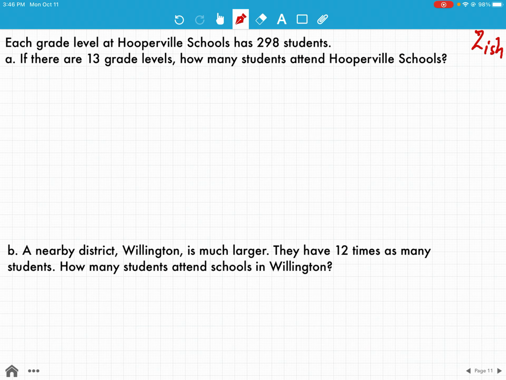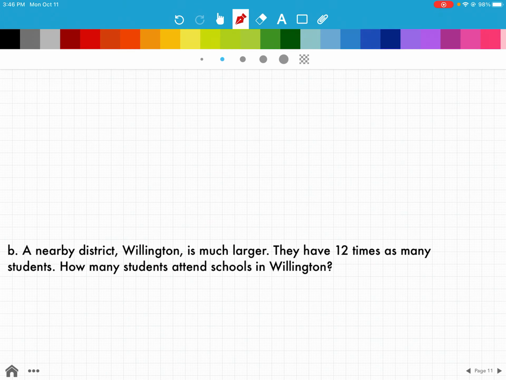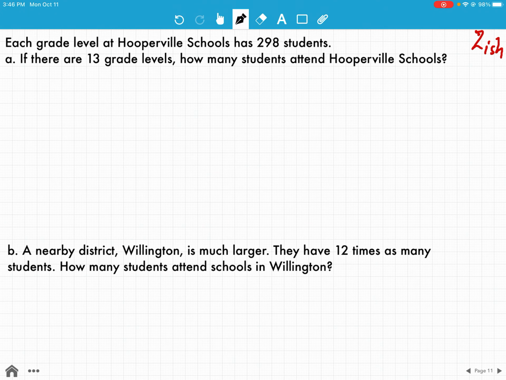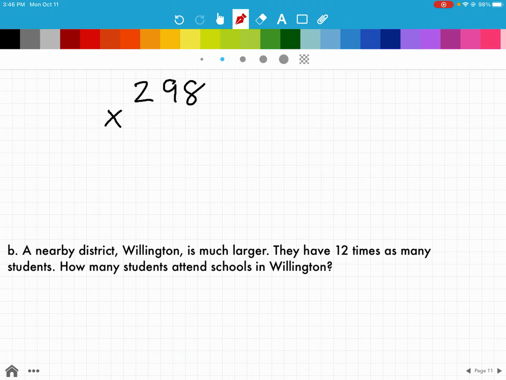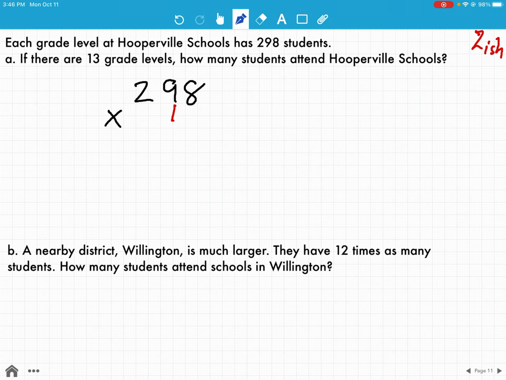So this is really just a one-step problem, this part. But then you see that there's a B part. So let's start off with A. We have our 298, and hopefully you know that you're going to multiply that times 13. So this is two partial products that you're going to need.